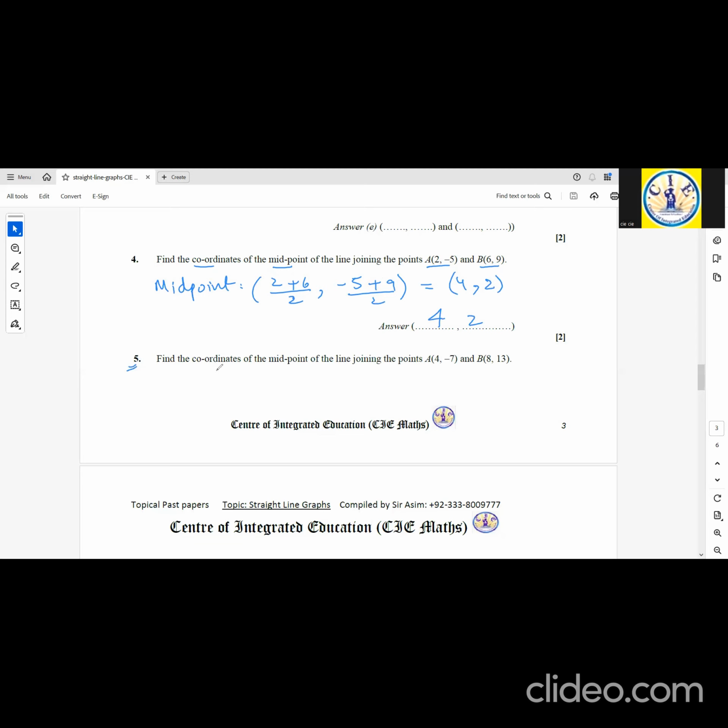Now for question number 5, find the coordinates of the midpoint of the line joining the points this and this. So again, I need to do it 4 plus 8 by 2, the x coordinates, and then the y is -7 plus 13 divided by 2. So that is 12 by 2 and 6 by 2. That is 6, 3. So this is the midpoint. And this was the midpoint.